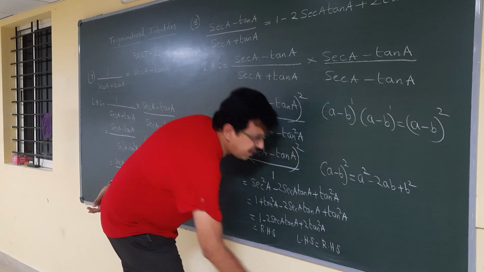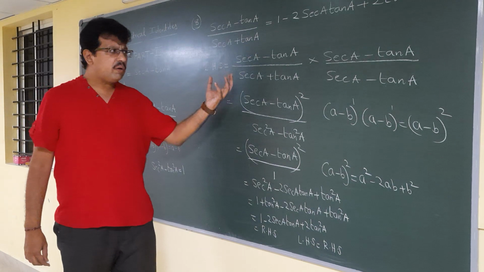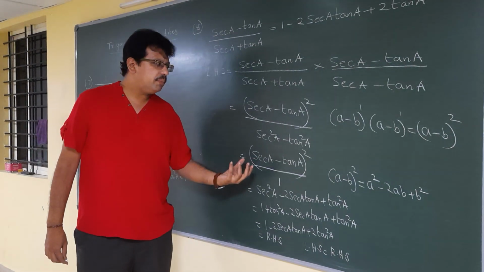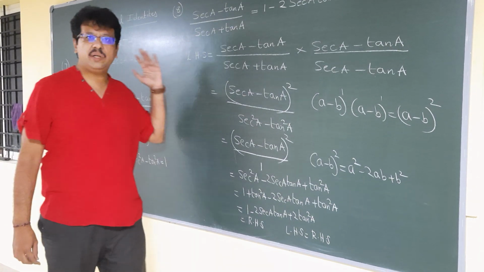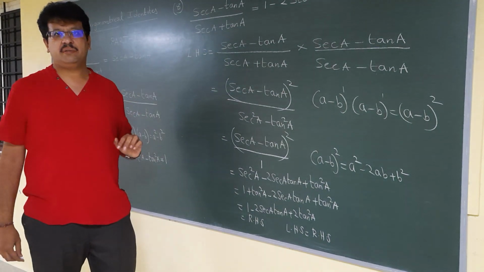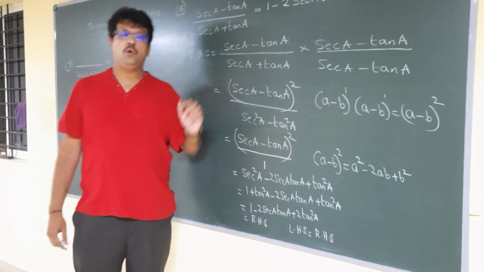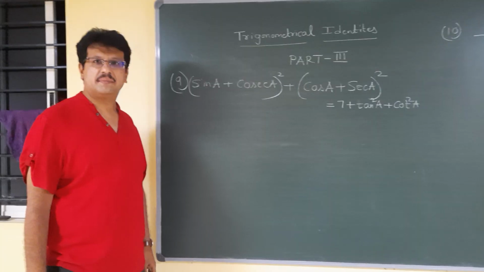Again, it's a similar type of sum to the previous sum. But the change in this, which we need to observe, is that we are applying a minus b whole square in this. That's the change from the previous problem to this problem. So I hope you understood this problem.